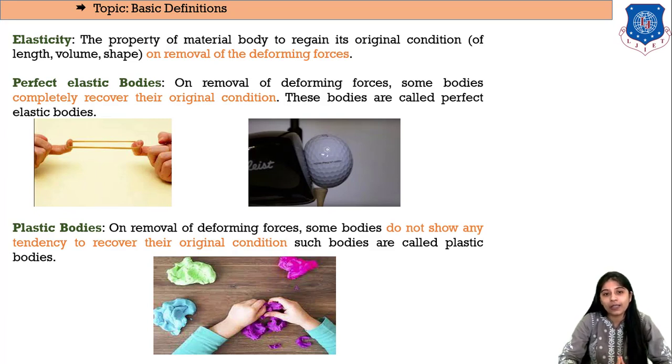As you can see in the diagram itself, some bodies are shown which are elastic and plastic. If a body regains its original condition completely, then it is known as a perfect elastic body. And if a body does not recover its original condition or does not even show any tendency to recover its original condition, then it is known as a plastic body. If a body partially regains its original condition on the removal of deforming forces, then it is said to be a partial plastic body or partial elastic body.